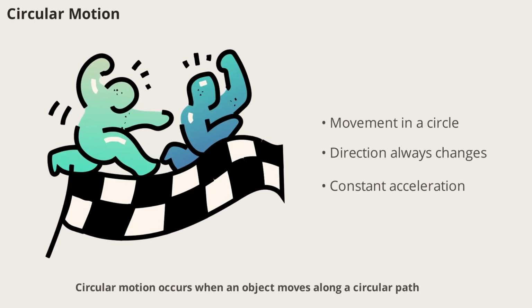Circular motion occurs when an object moves along a circular path. Examples include a spinning wheel, a planet orbiting the sun, or a child on a merry-go-round. In circular motion, the direction of movement constantly changes, even if the speed remains the same. This means the object is always accelerating, because velocity includes direction. Understanding circular motion helps us analyze everything from amusement park rides to the orbits of celestial bodies.